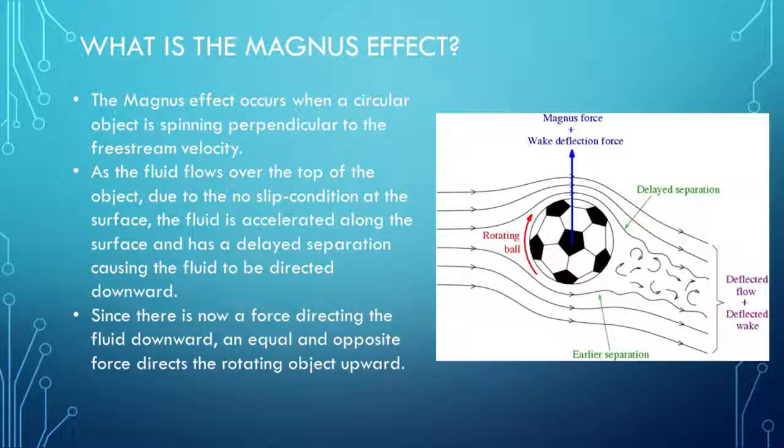As the fluid flows over the top of the object, due to the no-slip condition at the surface, the fluid is accelerated along the surface and has a delayed separation, causing the fluid to be directed downward. Since there is now a force directing the fluid downward, an equal and opposite force directs the rotating object upward.